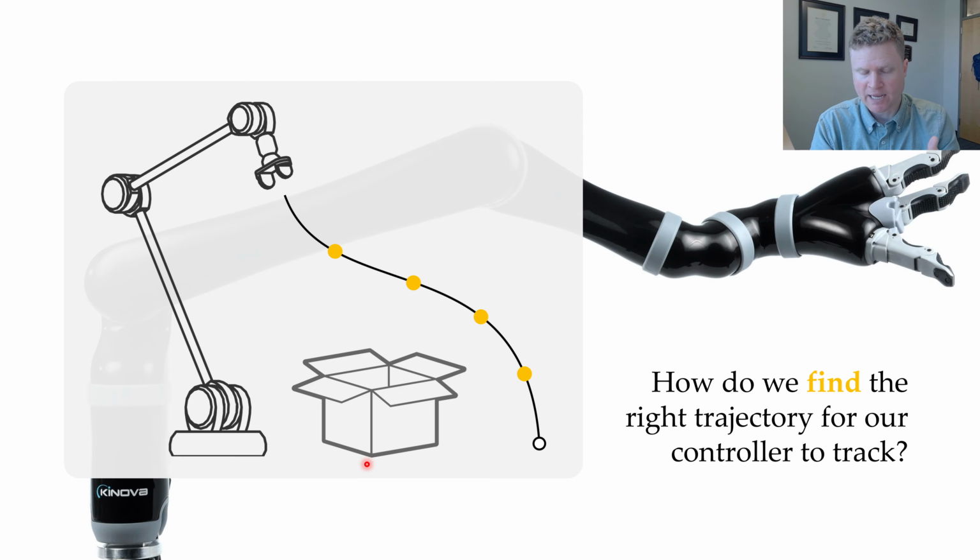Once I have that plan, I can then use a controller to actually execute it in the real world. So I'll use a controller to guide my robot to each of these different desired positions and actually physically move that system to perform this task.